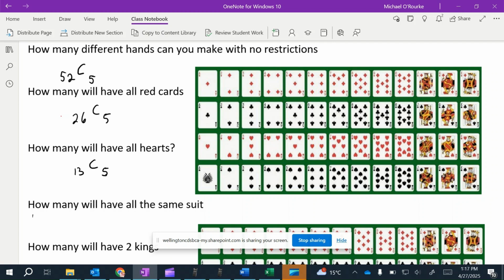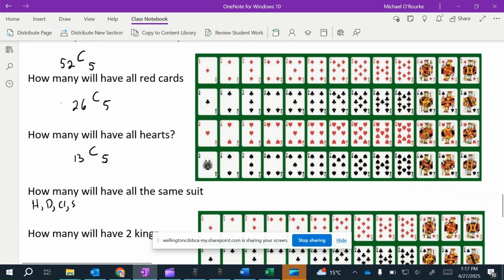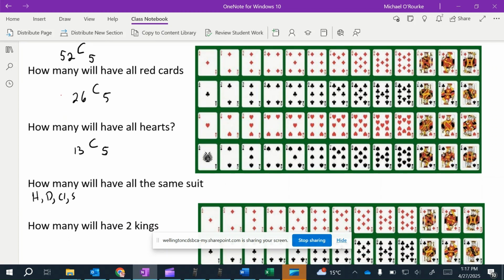So now, how many will all be the same suit? So that means all hearts, all diamonds, all clubs, or all spades. Okay. So the way I do this is I'll do one of them, 13 hearts, let's say. I need 5. Now, how many different ways can I make that? I can make it 4 ways. So I have 13 of each suit, but I can do this 4 ways. I can do all spades, all hearts, all clubs, or all diamonds.